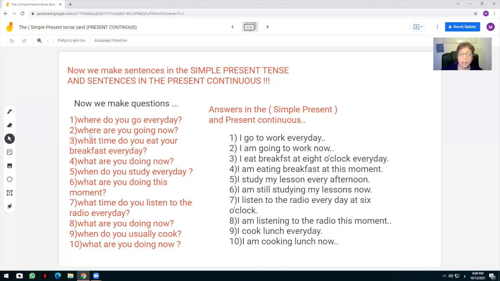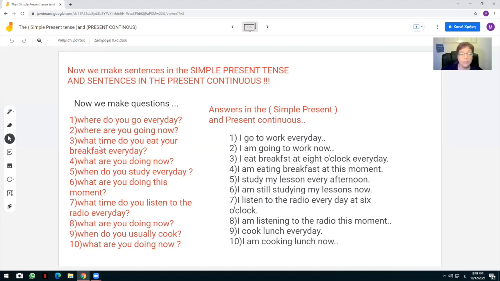2. Where are you going now? The sentence here has now. Now is the present continuous. So the answer will be number 2. I am going to work now. You have the verb to be plus the ing. Okay? I am going to work now.